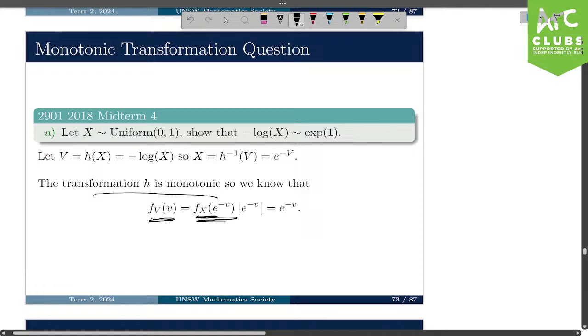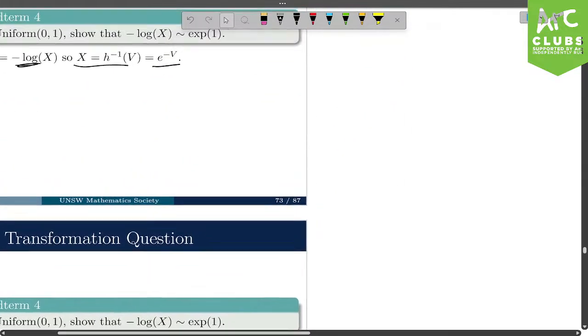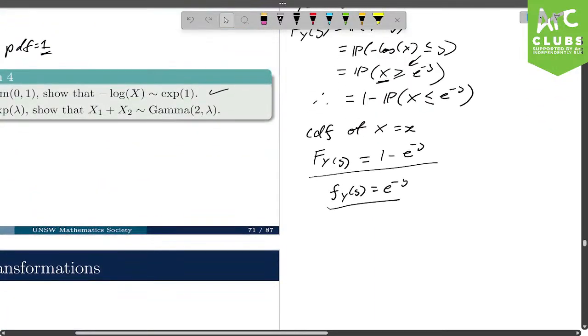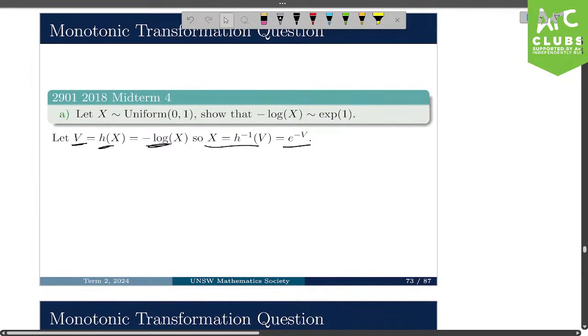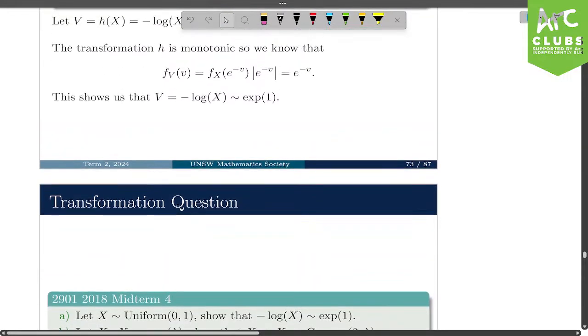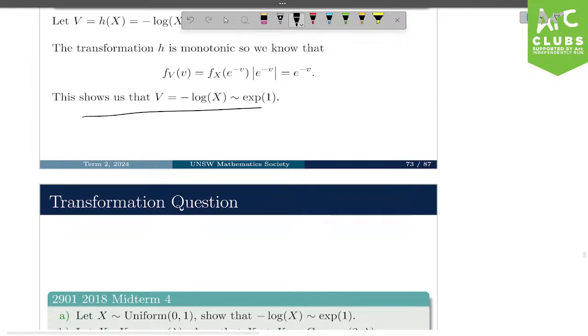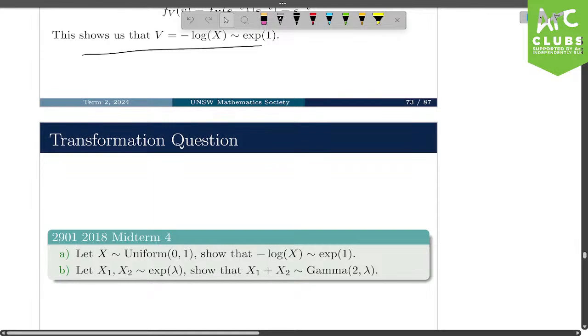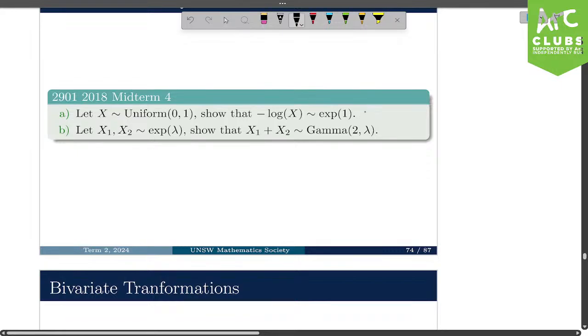We sub in our values that we've just determined, and we know that f of x is just 1, because it's uniform between 0 and 1. So that gives us e to the minus v, which, I mean, I thought my method was kind of cool, but you eat your cake how you like to eat it, even if it's with a spoon. So, therefore, it shows us that v is equal to minus log of x, which is similarly distributed to the exponential distribution at lambda equals 1. There we go. Okay, so that's this one done.